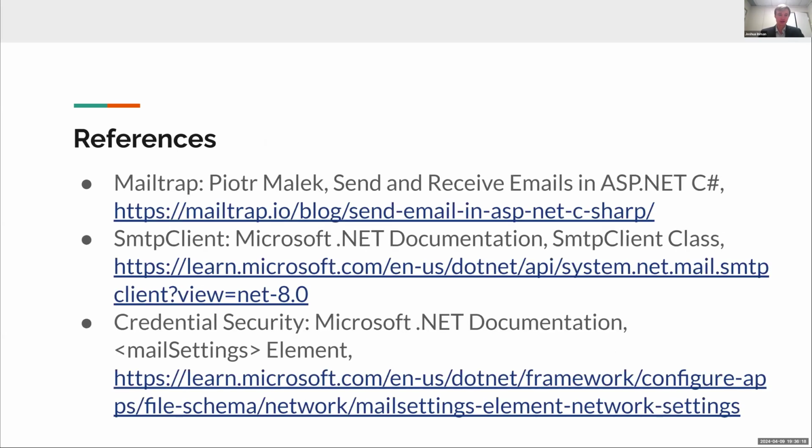Now here are references, as I promised. The first one is the Mailtrap reference, and then we have the Microsoft .NET documentation for the SMTP client class and the credential security information down below.